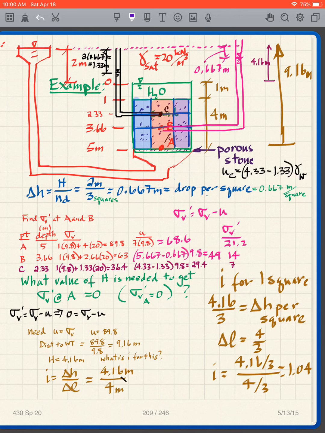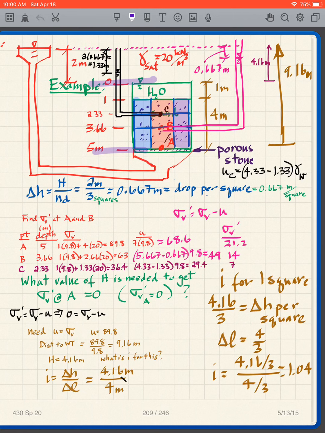So using this flow net, I want to determine the effective stresses at points A, B, and C. Point A is here, point B is here, point C is there. I'm just going to use the method that we've been doing. Using the scale here, that's 0, that's 5, 3.66, 2.33.